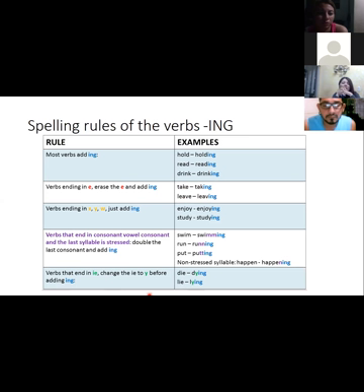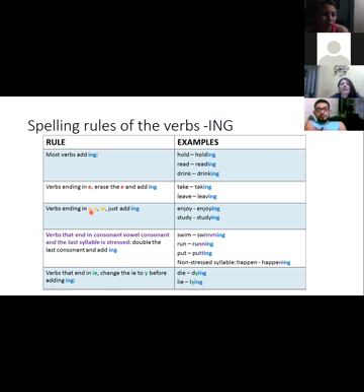¿Cuál fue el verbo que yo le quité la E en el ejemplo que dimos? What was the verb? Write. Very good. Write. Writing. So we eliminate the E. We erase the E. La eliminamos, la quitamos. Right? And then we add ing. Okay? Todos los verbos que terminan en E.